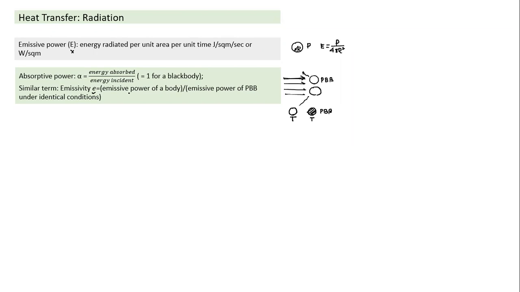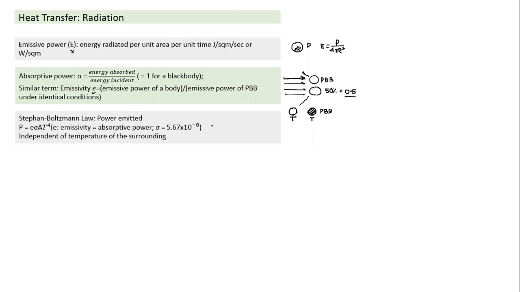So what is Kirchhoff's law here? Suppose a body absorbs only 50% of incident radiation. So its absorptive power will be 0.5. If the object's absorptive power is 0.5, its emissivity also will be 0.5. So if it absorbs 50% radiation, it implies that compared to a perfect black body at the same temperature, whatever heat is radiated by the perfect black body, it will radiate only the same proportion. So basically, E is equal to A.